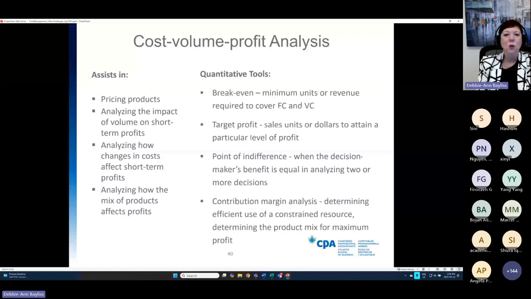What types of tools should you be familiar with? Break even: what's the minimum units needed to break even, or the revenue to cover those fixed costs and variable costs. Target profit: what's the sales units or dollars needed to attain a particular level of profit? Point of indifference: that's where the benefit is equal between two or more options.